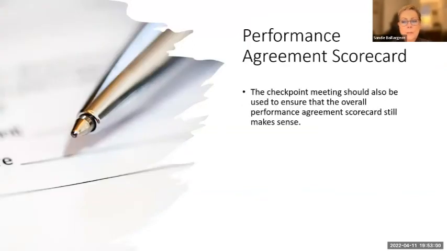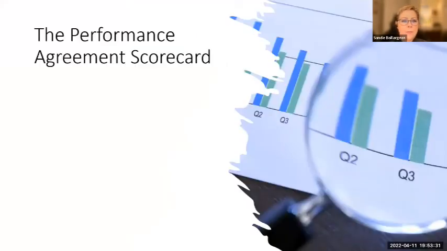So your performance agreement scorecard, your checkpoint meeting should also ensure that the overall performance agreement scorecard still makes sense. I've encountered this when I've had this in offices. Sometimes the goal is not necessarily that the activities of the individual are wrong. It just means that the goal may need to be adjusted. And it could be for extenuating circumstances, or it could be for things that aren't necessarily within that employee's control. So that's an important thing to think about. Have the employee's responsibilities changed as well?